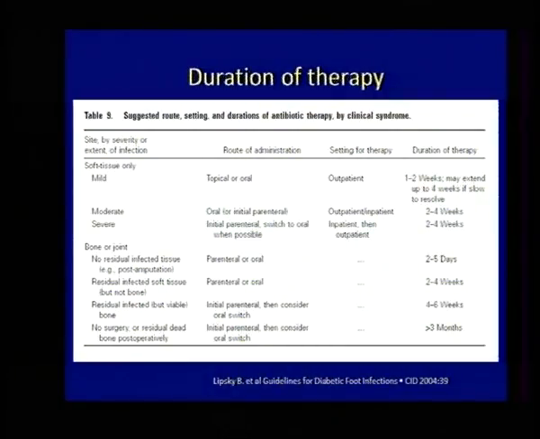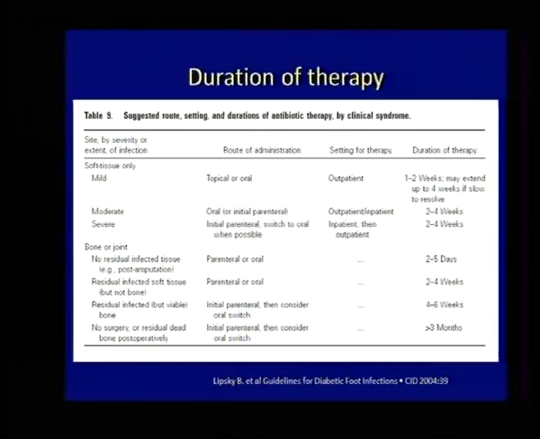Lastly, the duration of therapy. If it is a soft tissue infection and a mild infection, it would be 1 to 2 weeks. Moderate or severe infections may require 2 to 4 weeks of antibiotics. If bone or joint involvement is there, you need to give a minimum of... if you have amputated the limb, 2 to 5 days of treatment is enough.